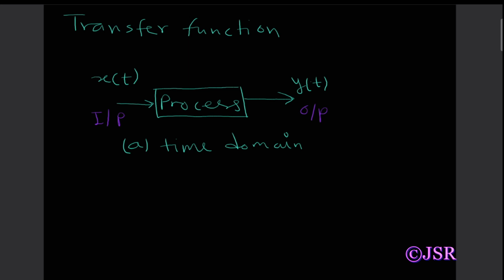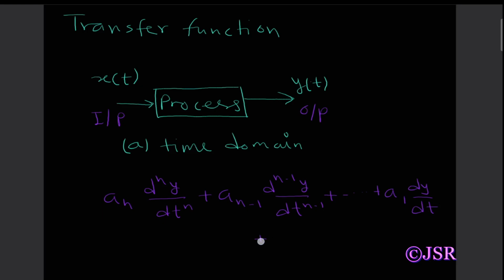So this process is described by an nth order linear differential equation: a n d n y of dt n plus a n minus 1 d n minus 1 y of dt n minus 1, and so on, plus a1 dy by dt plus a naught y equal to b small x of t.